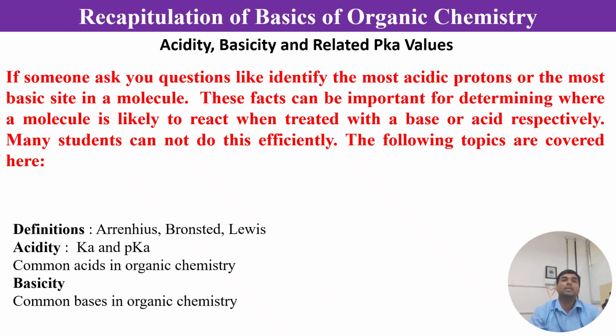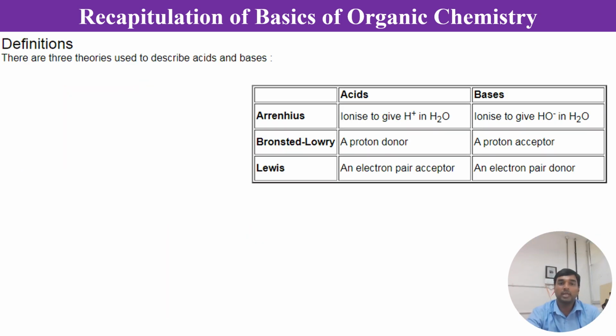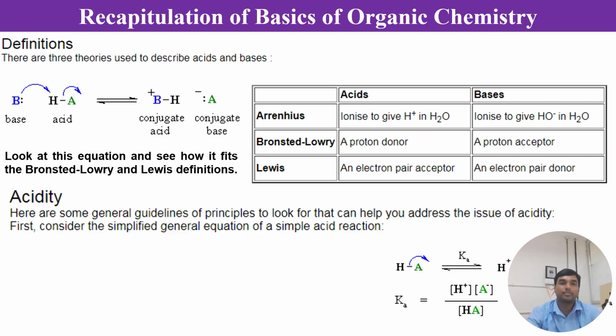Now, last part of the topic, let's discuss acidity, basicity, and pK values. So, what is acidity? According to Arrhenius theory, acidity means it should ionize to give a proton, and Bronsted-Lowry theory tells that it should be a proton donor, and Lewis acid theory tells that it is an electron pair acceptor. Similarly, in case of bases, it should give OH minus ion, it should be a proton acceptor according to Bronsted-Lowry theory, and in Lewis theory it should be an electron donor.